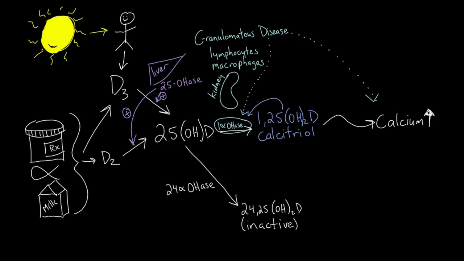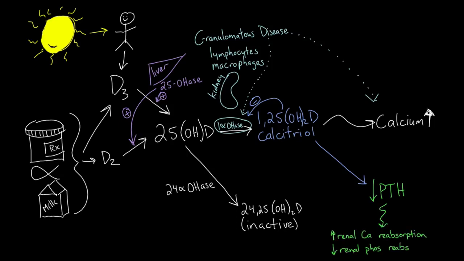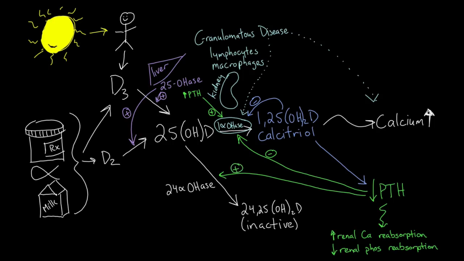Calcitriol negatively inhibits 1-alpha-hydroxylase. Calcitriol also negatively feeds back on the parathyroid gland to decrease production of parathyroid hormone, which leads to a reduction in renal calcium reabsorption and also reduces further activation of calcitriol because increased levels of PTH stimulate 1-alpha-hydroxylase. Additionally, a reduction in PTH increases the activity of the inactivating enzyme 24-alpha-hydroxylase.